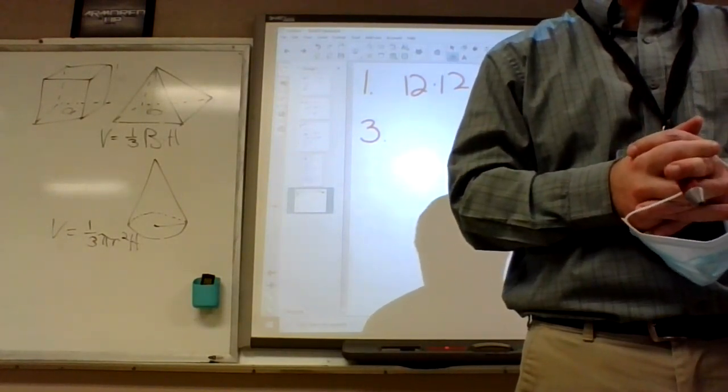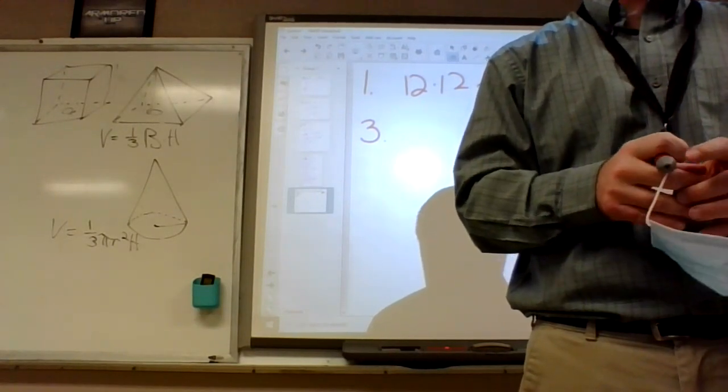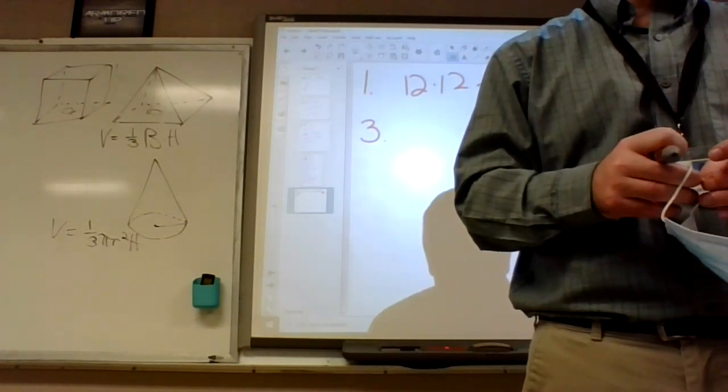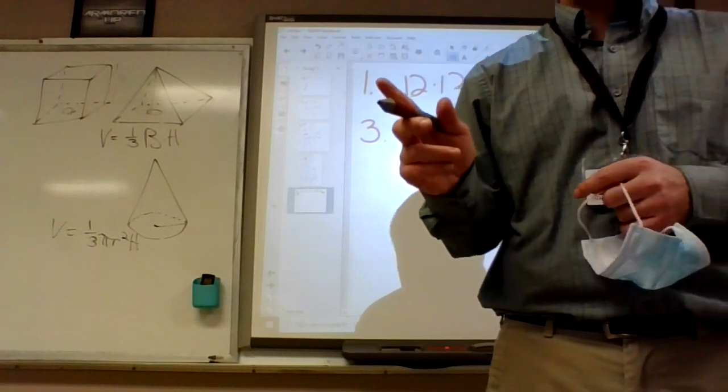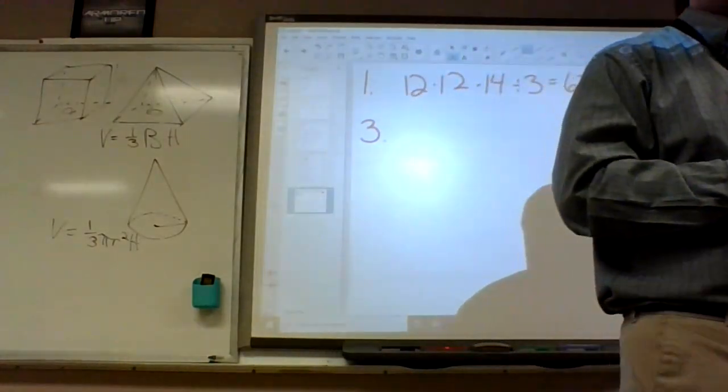looks like a pentagonal base. How could we find the area of the base on number 2? 1/2 apothem perimeter. You guys remember that one? So, okay, number 3.